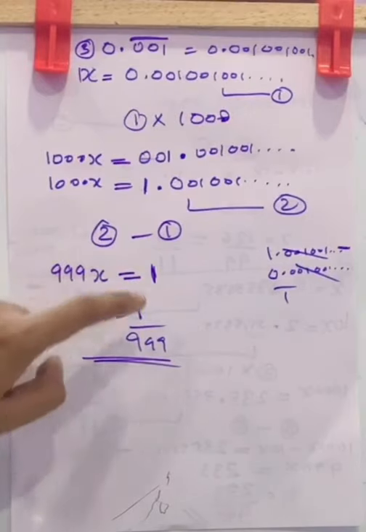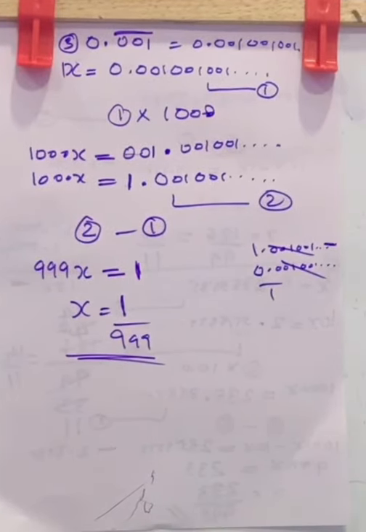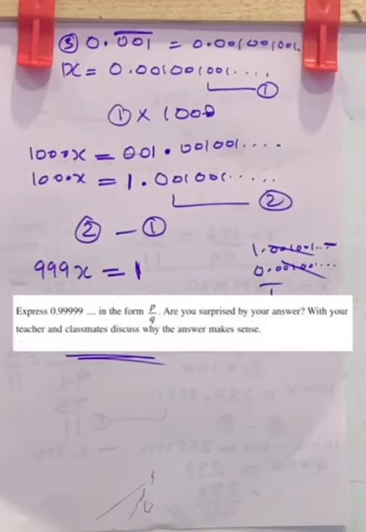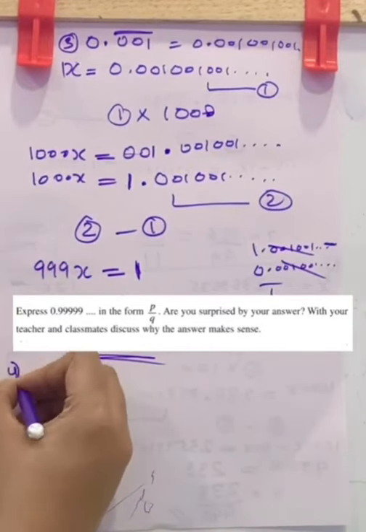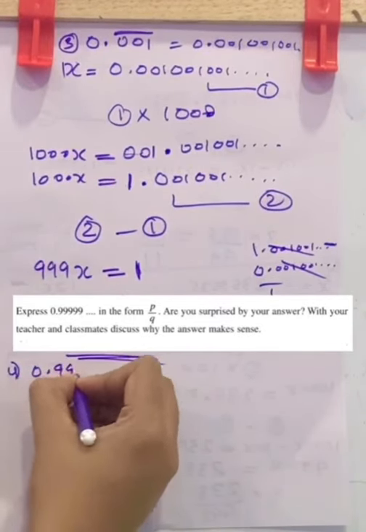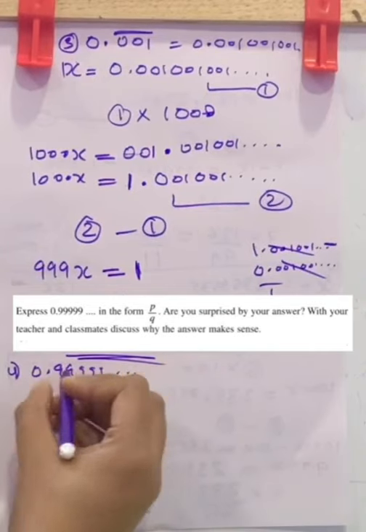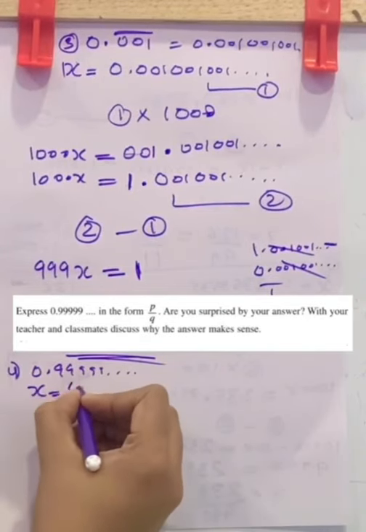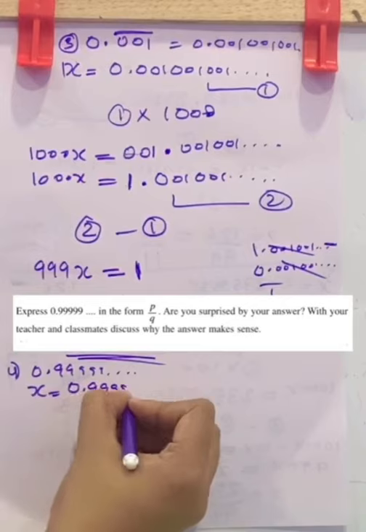This is the P by Q form. Now next question. Express 0.9999 in the form P by Q. Are you surprised by your answer? With your teacher and classmates, discuss why the answer makes sense. Let us first write it in the form P by Q. The question is 0.99999, etc. So let x is equal to 0.999, etc.